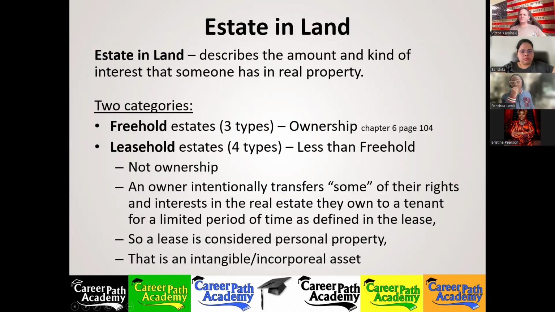So, an estate in land describes the amount and kind of interest one has in real property. Chapter 6, we went over the three types of freehold estates. Anybody recall what they were?